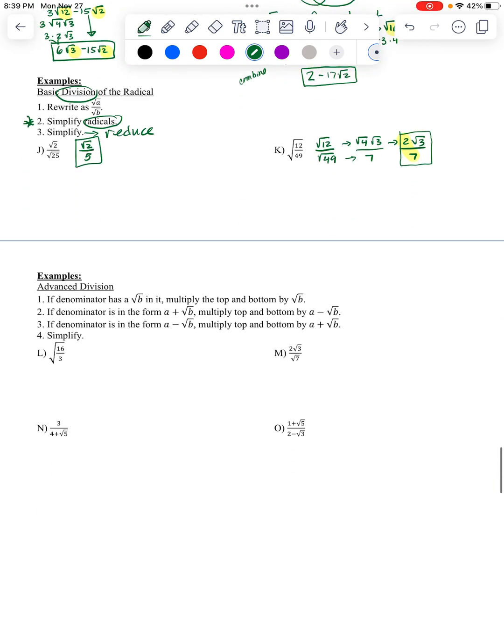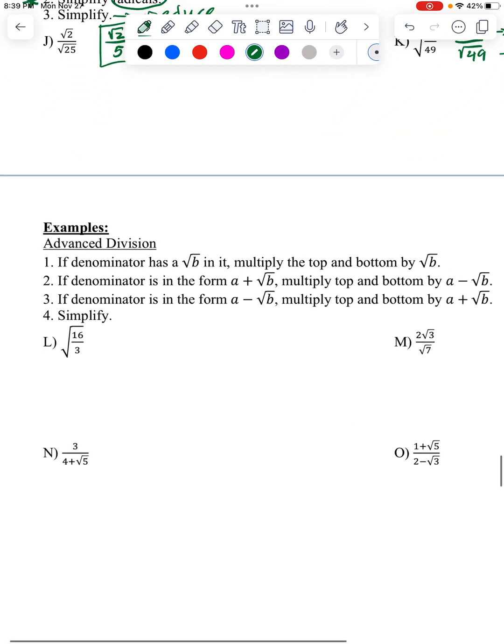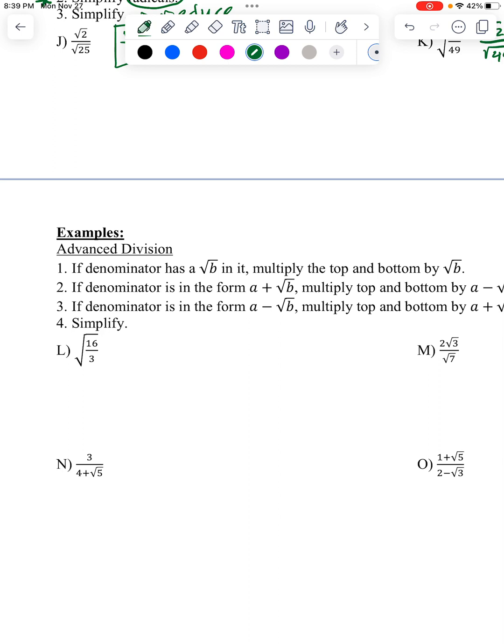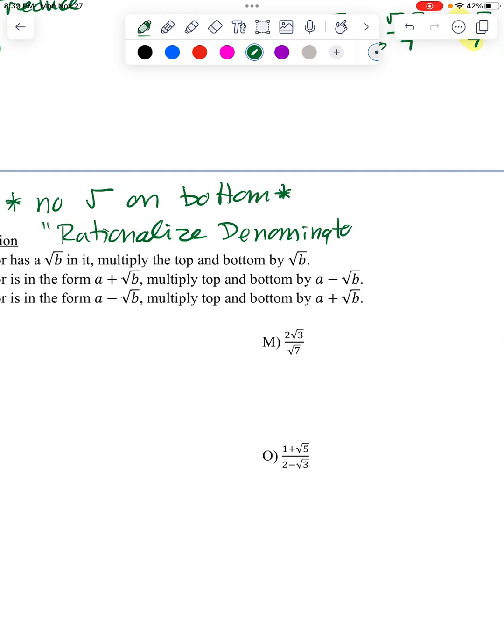All right, so the really hairy, messy, icky ones are right here. We are going to do what's called a conjugate. So basically, you have to get rid of the square root on the bottom. So write yourself a little note. You can have no square roots on the bottom. And the term that you might have heard in Algebra 1 is to rationalize. So you're trying to rationalize the bottom, which is a fancy name for the denominator. So if you rationalize the denominator, you're getting rid of that square root on the bottom.